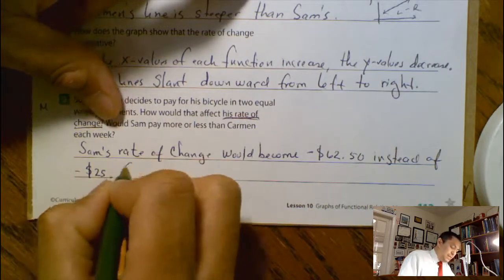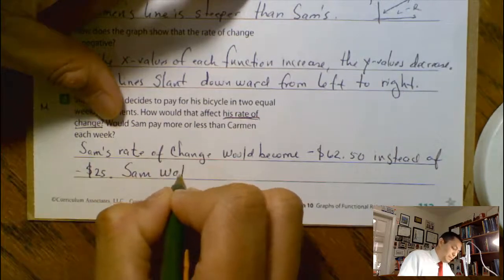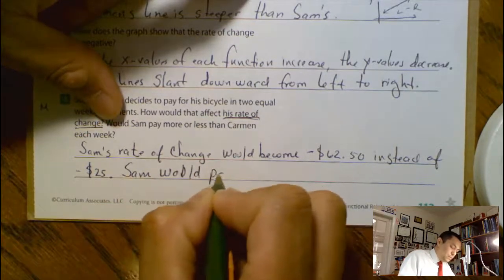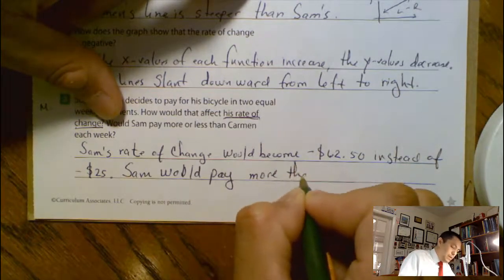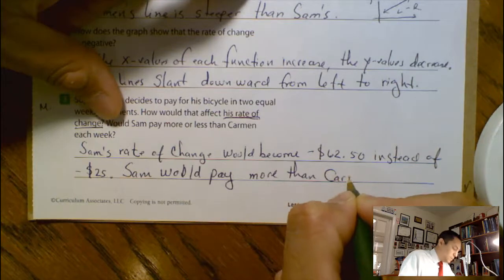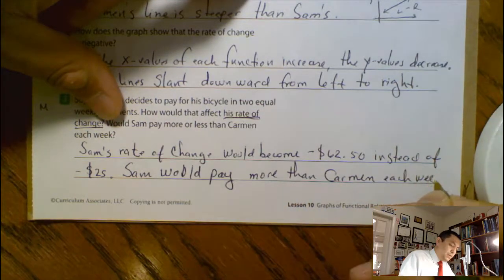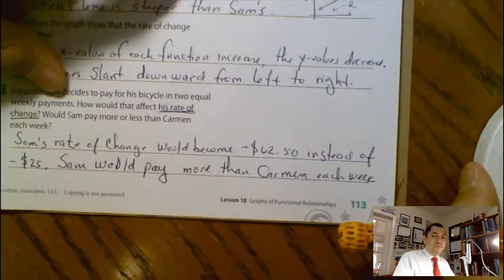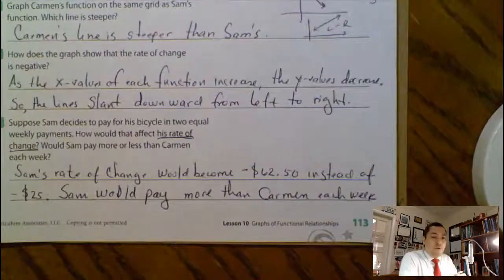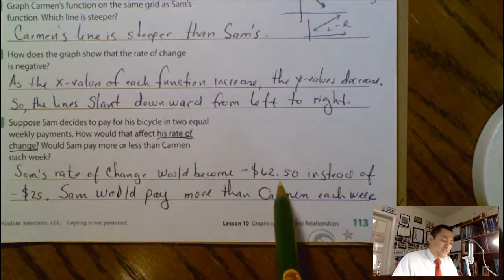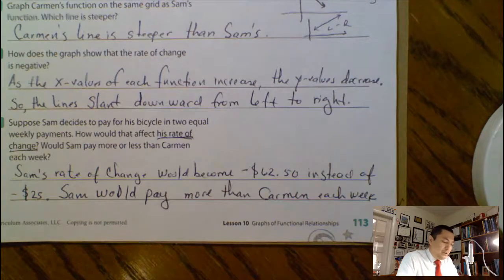So in this case, Sam will pay more than Carmen each week. Okay, instead of Carmen, he will pay more. As we can see, he will pay $62.50 more than Carmen each week.